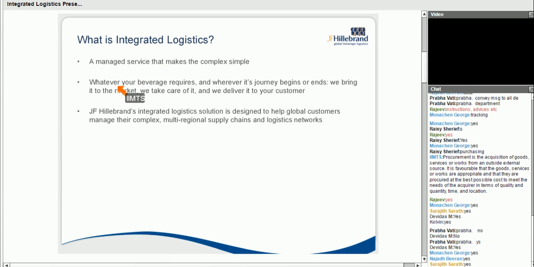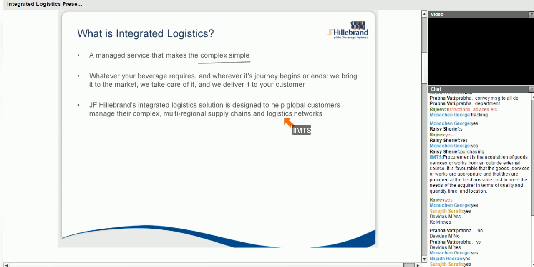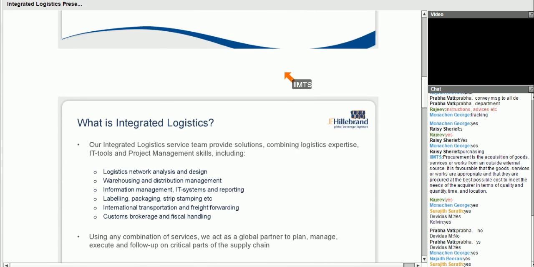Okay. What is integrated logistics? A managed service that makes the complex simple. Very important. It makes the complex system into a simpler form. Whatever your beverage requires and whenever its journey begins or ends, we bring it to the market, we take care of it, and we deliver it to the customer. JF Hillbrand's integrated logistics solution is designed to help global customers manage their complex multi-regional supply chains and logistic networks.